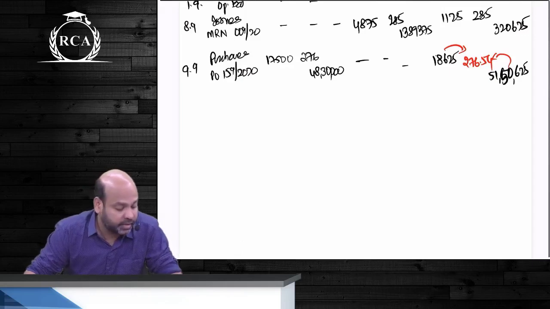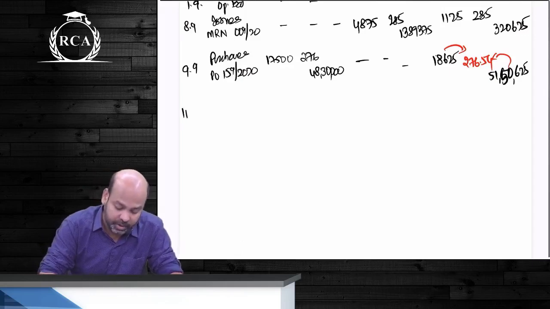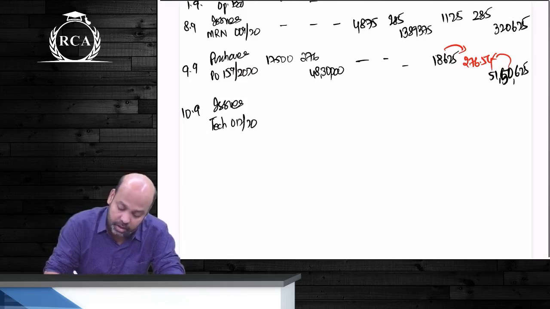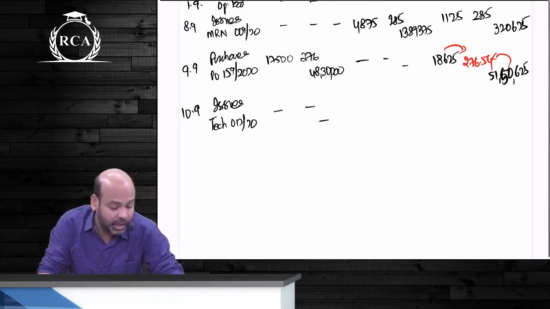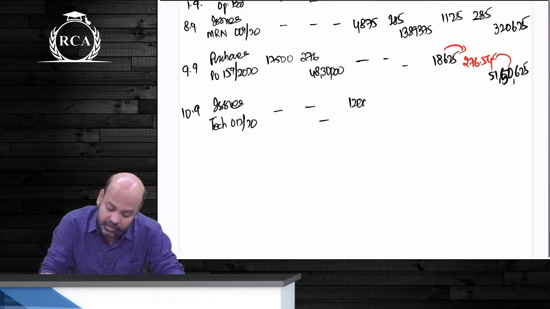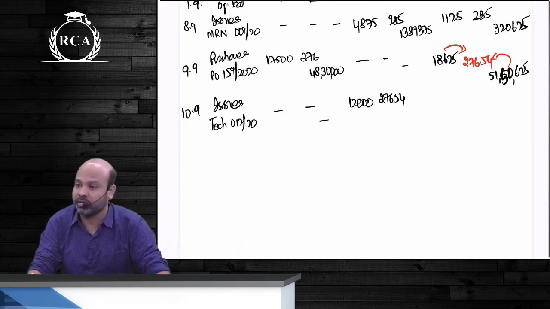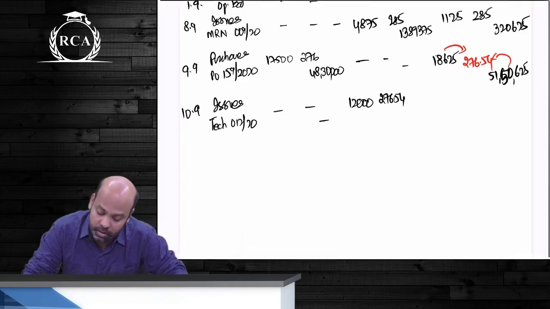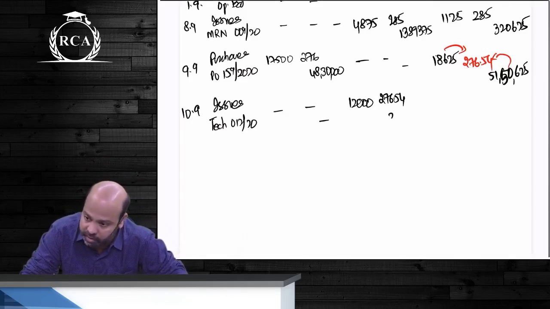Next, guys, 10th of September, you have materials issued. These issues are against the purchase order number tag 012/20. You will have to issue, guys, how many units? 12,000 units at an average cost of how much? 276.54. How much will be 12,000 into 276.54? 33 lakhs 18,000.